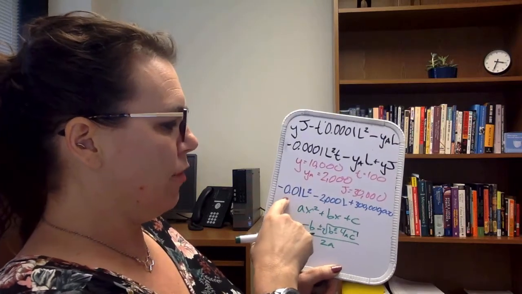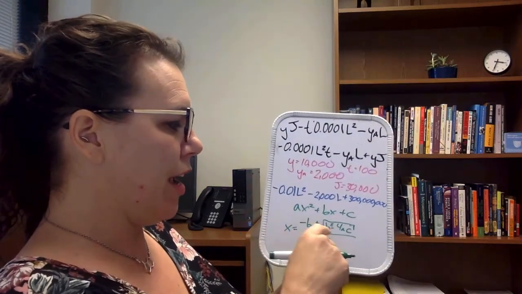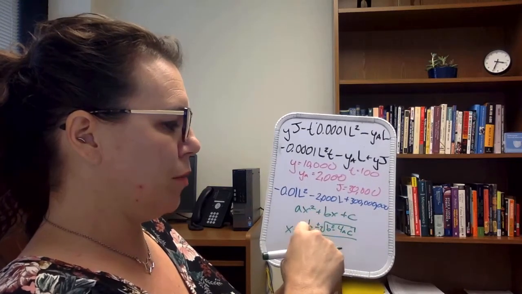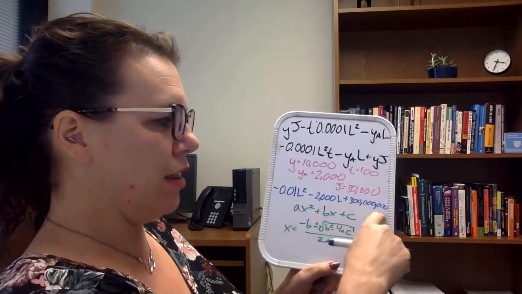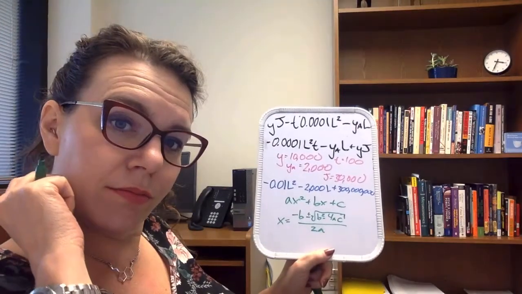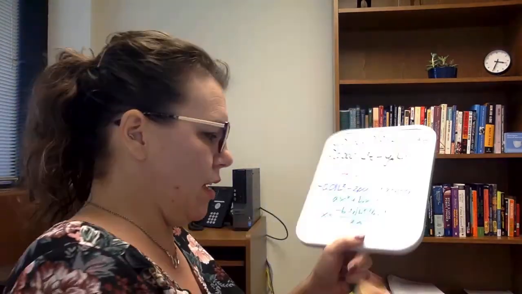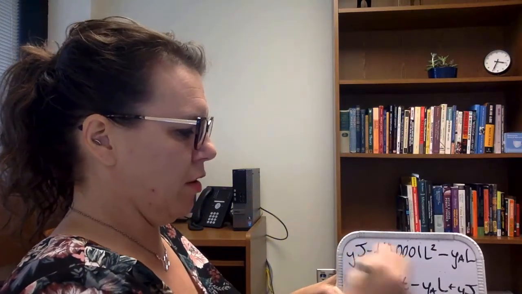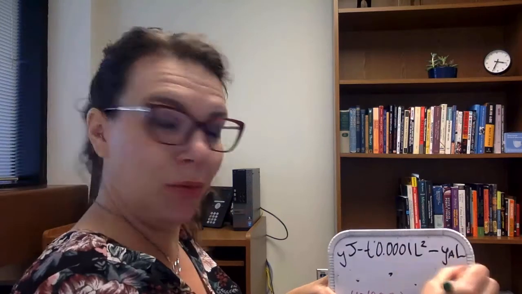So we can plug in these coefficients. Negative 0.01 is going to be our a, negative 2,000 is going to be our b, and this 300 million is going to be our c. Okay? So we set it up, and that's how we do it. So let's go up here, and we'll just keep reusing our space on this teeny tiny whiteboard.